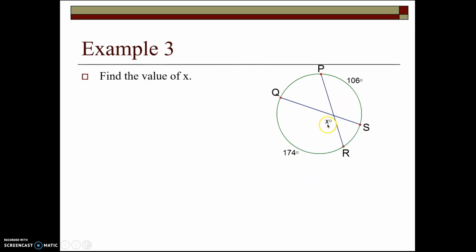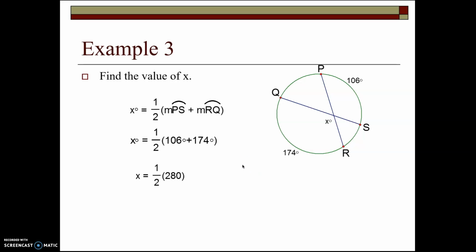Example for that, here's the angle we're looking for. It's where 2 chords are intersecting inside the circle. So we're going to add these 2 arcs together and divide by 2. So angle X is going to be 1/2 of PS, 106, plus the measure of RQ, which is 174. Add those together and divide by 2. So 1/2 of 280, which is 140. So again, interior angle, where the chords are intersecting inside the circle, you're going to add the arcs and divide by 2.